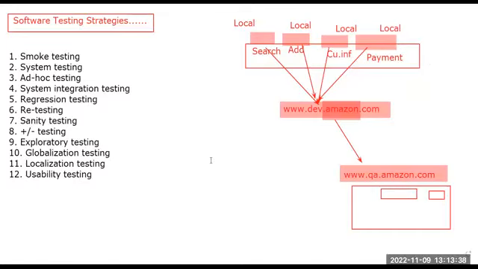Clear, guys? The first testing is smoke testing. Let's discuss it. Remember that smoke testing, as part of our software testing strategies, is the first testing we are going to perform. Whenever your developers say that they have deployed some functionality into this QA environment, as a QA, as a test engineer, the first kind of testing we have to perform is smoke testing. Remember that.